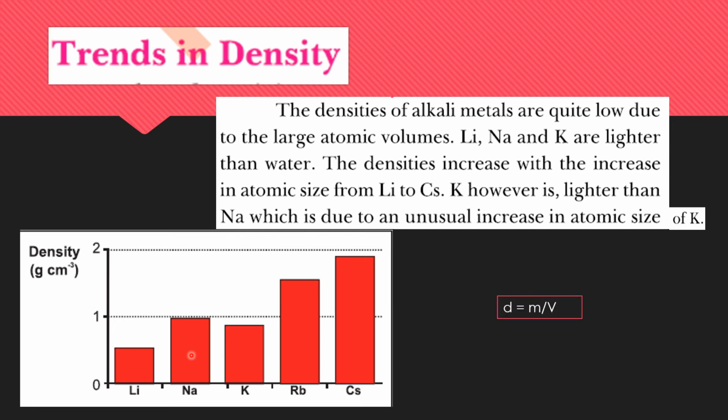Now what is the reason for this? We know that density is equal to mass over volume. The greater the mass of the atom, the greater the density, and the greater the volume of the atom, the less the density; density and volume have an inverse proportion. So when we move from sodium towards potassium, the d orbitals come into play.